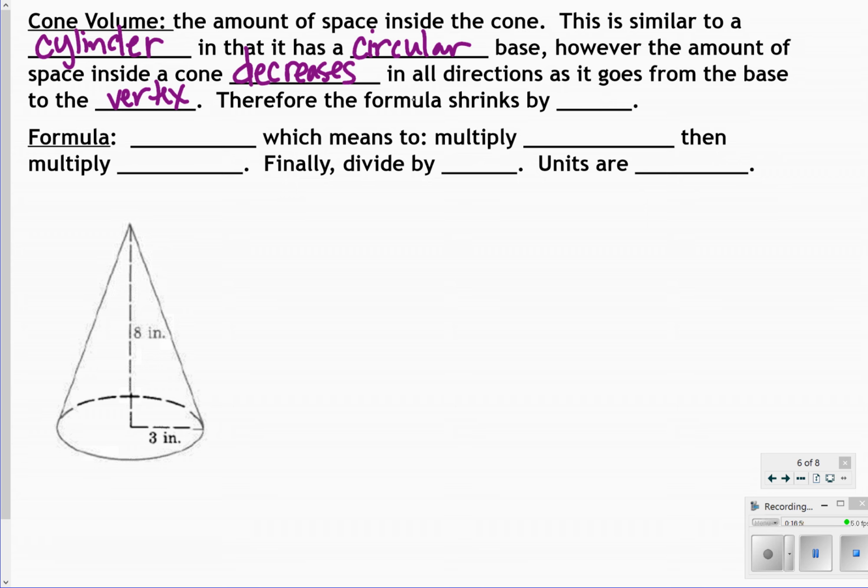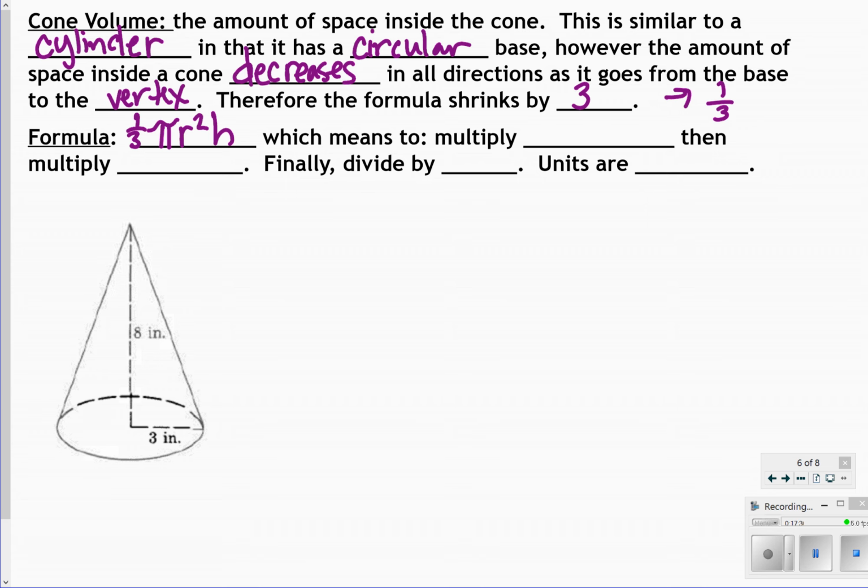And therefore, the formula is going to shrink by 3. Or when you see it on your formula, it's going to say 1/3, which means divide by 3, right? So our formula for our cone for volume is going to be 1/3 pi r squared. So it's pi r squared because of our base times the height, but it's 1/3 of everything.